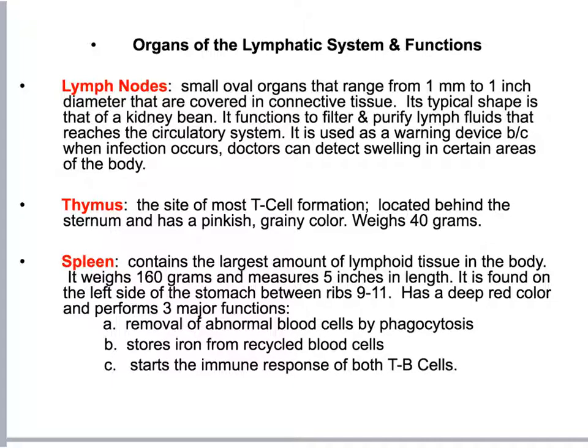Second is the thymus. This is a site of T cell formation. It's located behind the sternum and has a pinkish grainy color, weighs about 40 grams.